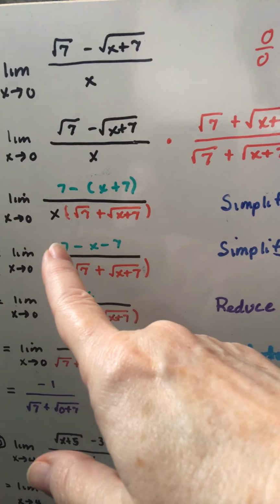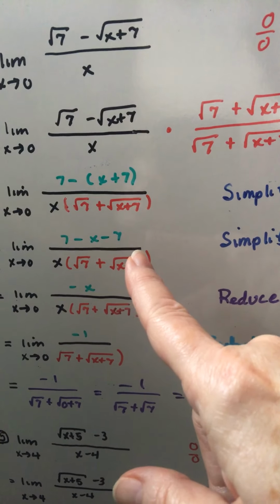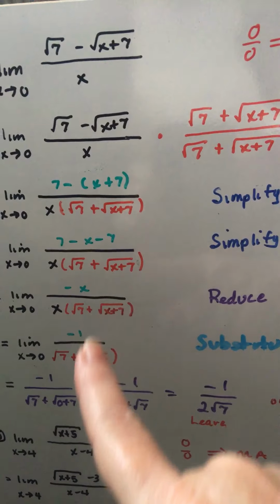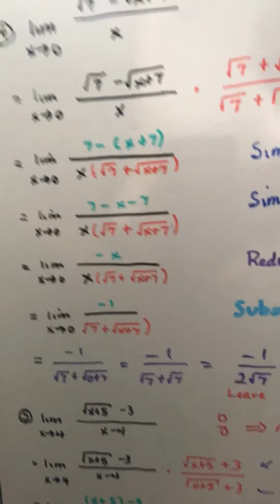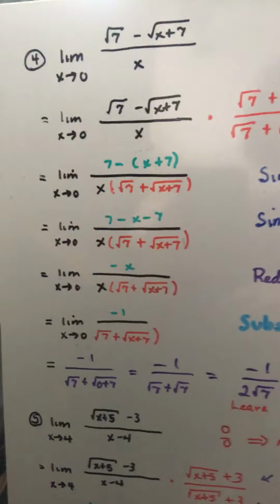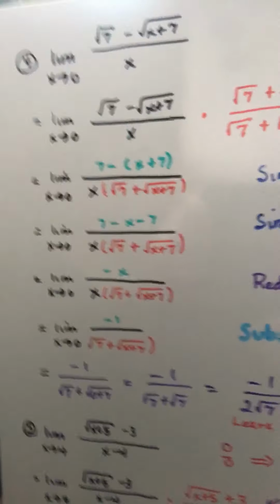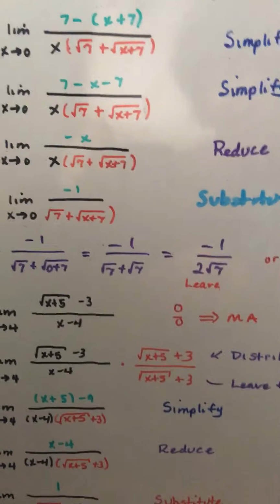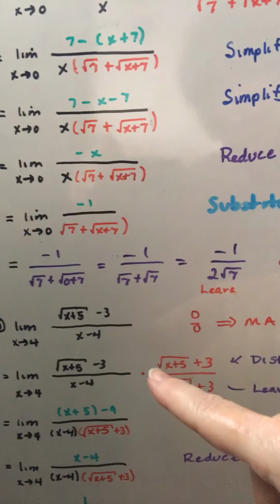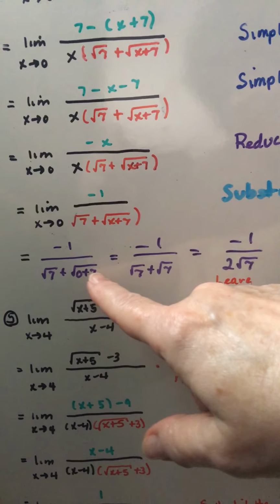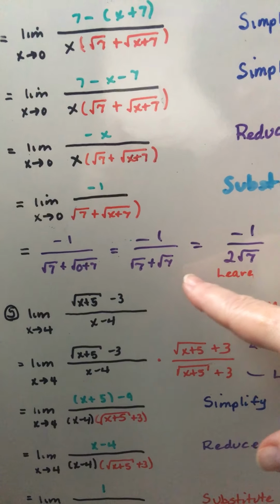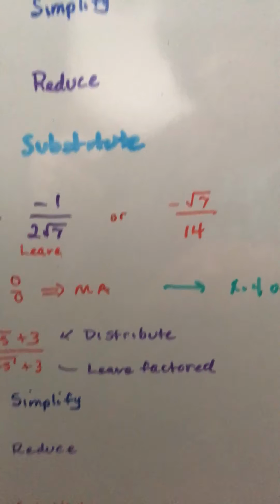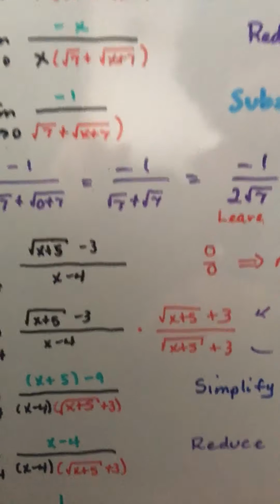But for this problem, 7 minus x minus 7, I simplify some more. I have negative x. I can now reduce. I have negative 1 over. I am ready to substitute. And sorry about that, I got a box in the way here. And when I'm ready to substitute, I'm going to get 0 plus 7, root 7, root 7, negative 1 over 2 root 7, leave it, or that could be the answer.